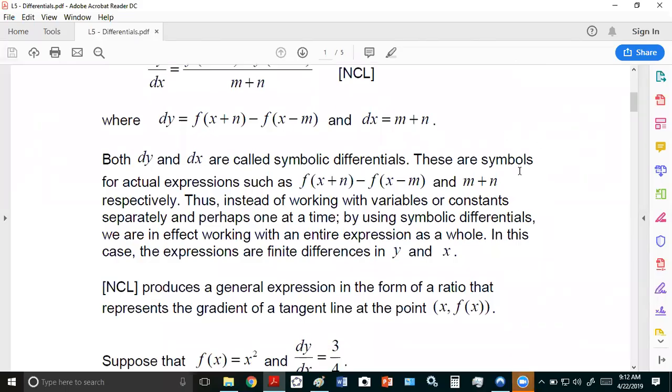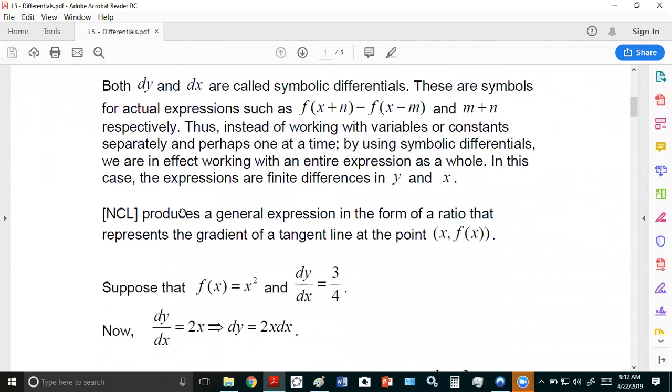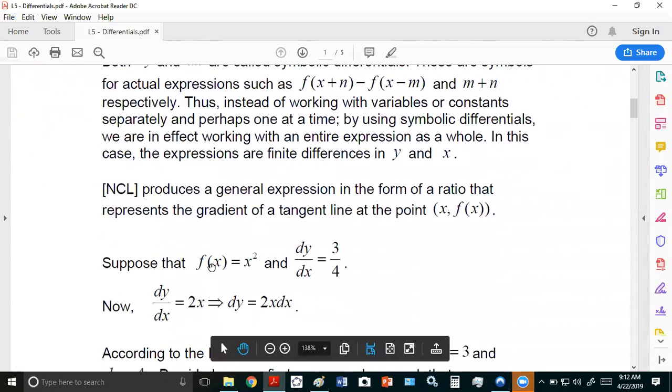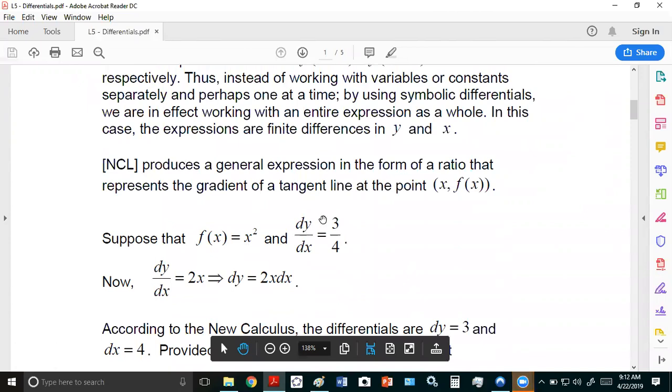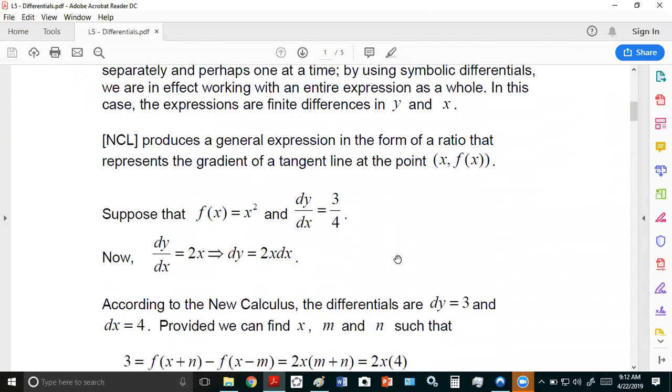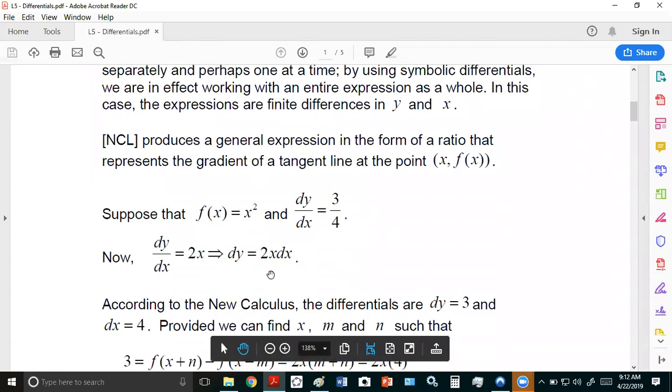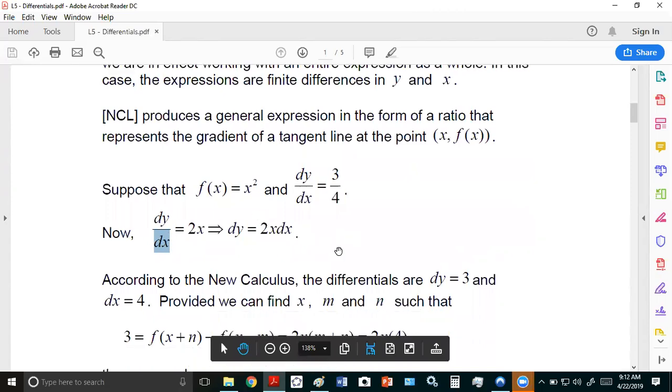So in this case, the expressions of finite differences in y and x. So as we can see here now, let's suppose that f of x is equal to x squared and dy/dx is equal to 3/4, okay? What this means is that if we had dy/dx is equal to 2x, this will imply that dy is equal to 2x dx. Yes, you can actually multiply it, as you see here, because dx is a finite difference, just like dy. So they're not infinitesimals, okay? And you can multiply it like this.